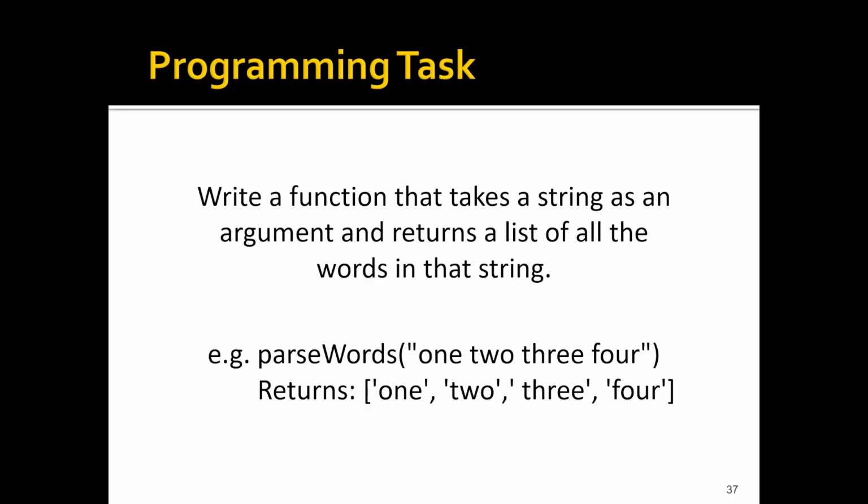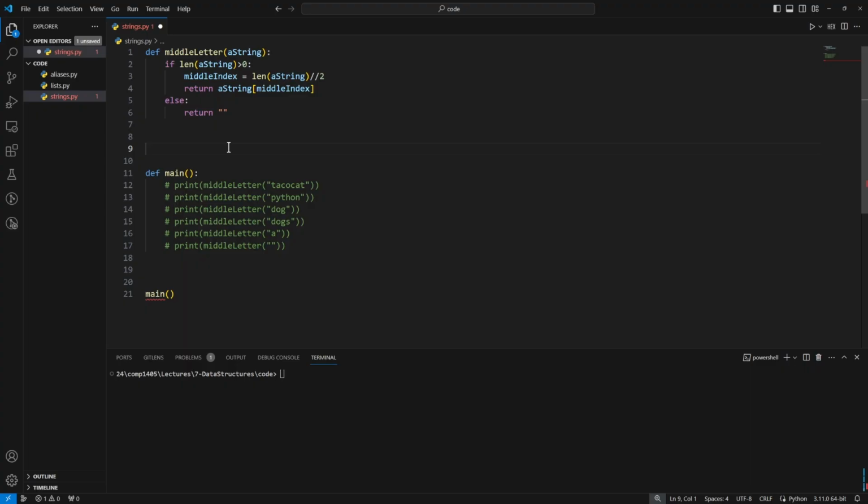Next, for a slightly more difficult challenge, consider the following. Write a function that takes a string as an argument and returns a list of all the words in that string. So for example, given the string "1, 2, 3, 4", we'll return a list that has the words 1, 2, 3, and 4, each as separate elements in that list. I suppose I should mention this again is us rebuilding one of those wheels. This is a thing that you can do with strings in Python, which we'll cover after this.